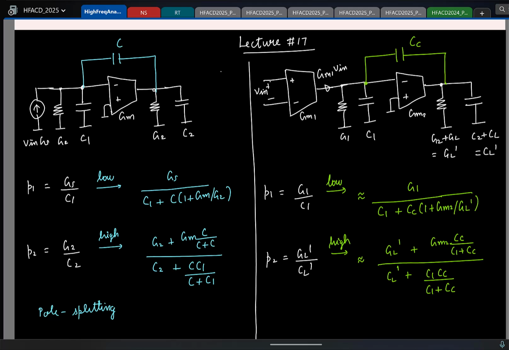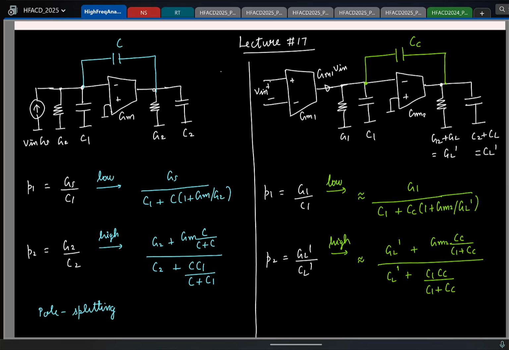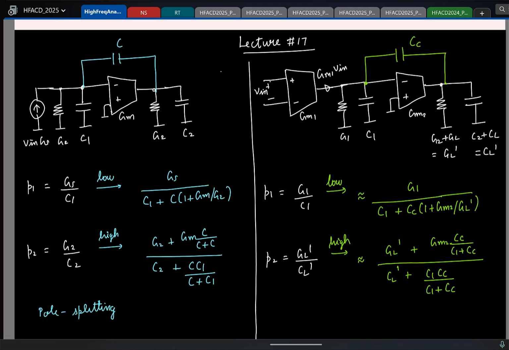But we also have a 0 because I can short this capacitor CC. The output will still be non-zero. I mean, I cannot short C1 or CL, but I can short CC, and the output will still be non-zero. So we have one 0. So let's see where that 0 is. So we'll just erase this portion.